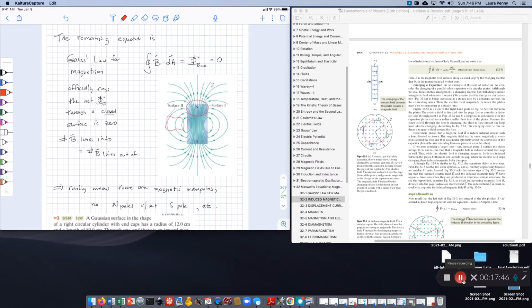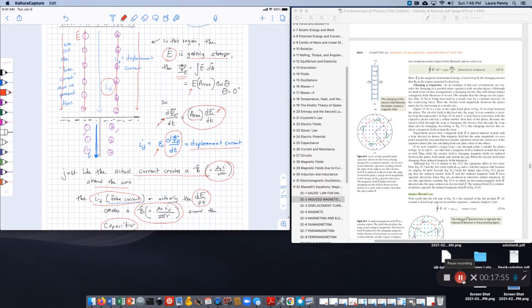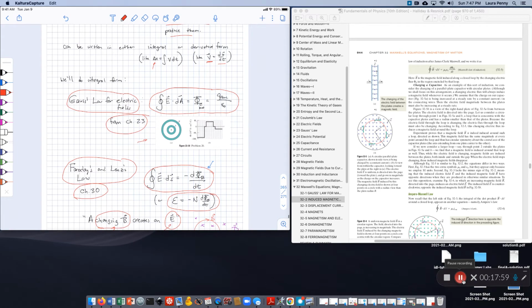All right, the last of Maxwell's equations is actually Gauss's law for magnetism. Comparing this to our first one, Gauss's law for electric fields, where we say the closed surface around some charge distribution, the flux coming out of that is just how much charge is in there over some constant.